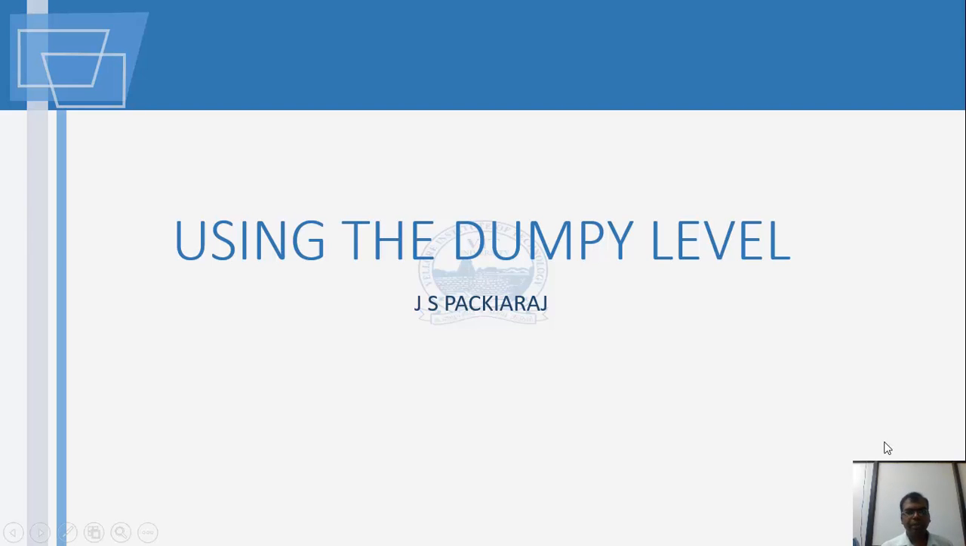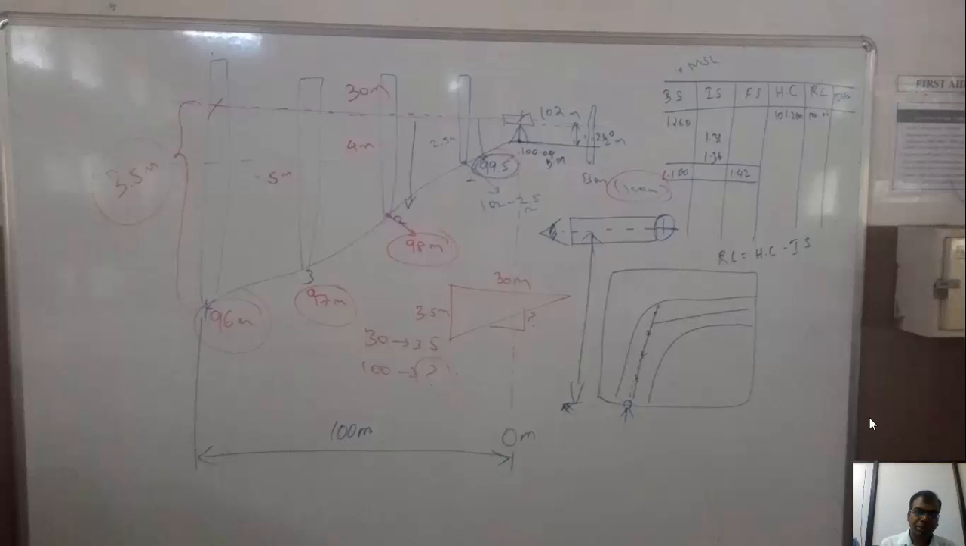In this session, we'll have an introduction to how to use the dumpy level. The dumpy level is used very much like the theodolite, which you are quite familiar with by now. In fact, the theodolite is usually used after the use of the dumpy level.